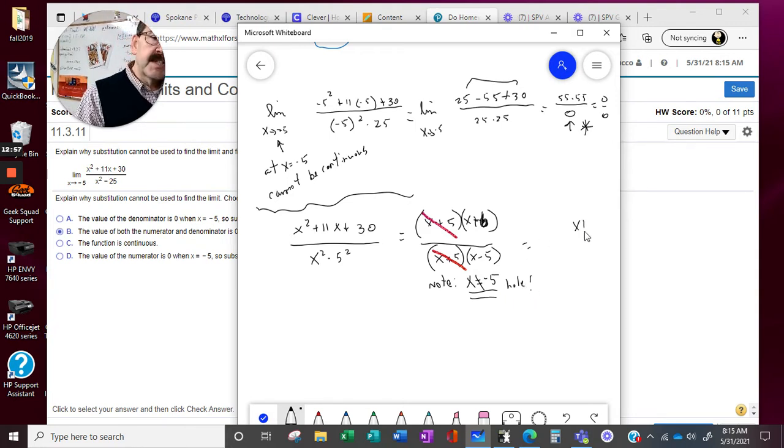Now we have x plus 6 over x minus 5. Now what happens when we say the limit as x approaches negative 5 of x plus 6 over x minus 5? Doesn't this give us negative 5 plus 6 over negative 5 minus 5? We get what, 1 over negative 10?